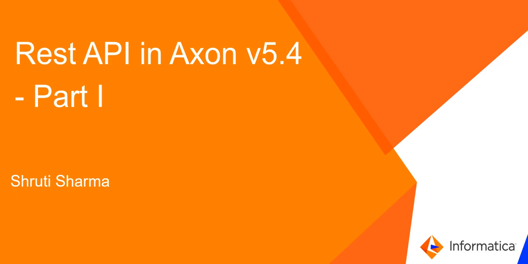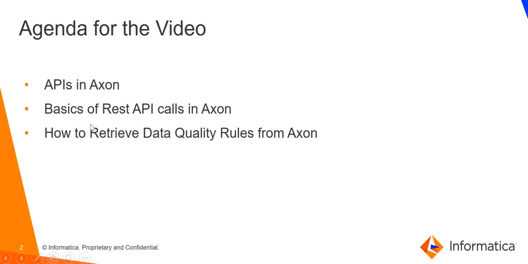This is Shruti from Informatica GCS, and in this video we are going to discuss REST API calls in Axon version 5.4. Before moving further, let's see the agenda for this video. We will discuss what all REST API calls we can make in Axon. Thereafter, we will see the basics of REST API calls, and then we'll see how to retrieve DQ rules from Axon using REST API calls.